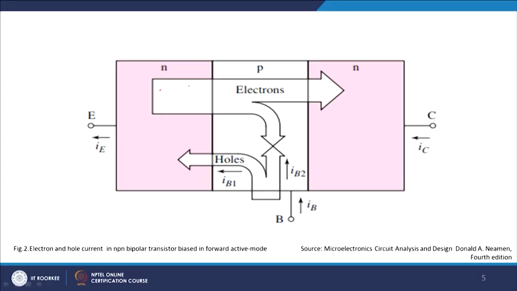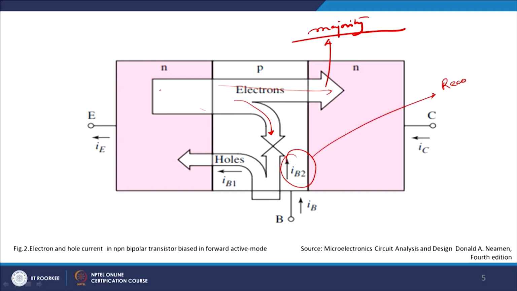We again came back to the same position that if you have an NPN, the thicker arrow is basically my majority. So, majority current carriers are injected very fast and you get a large amount of electrons coming here. This is what is known as recombination. So, IB2 is basically because of recombination between electron and hole. This is my recombination current, which is because of electron-hole pairs getting recombined, and therefore the current which is flowing is IB2.